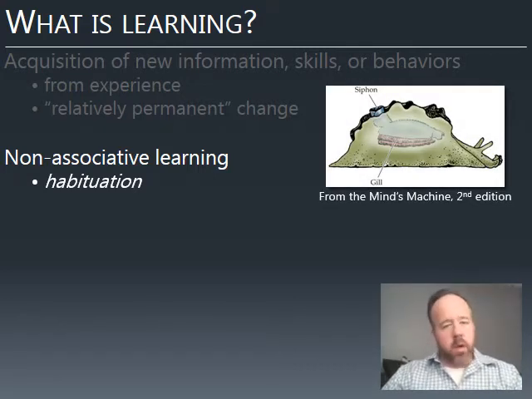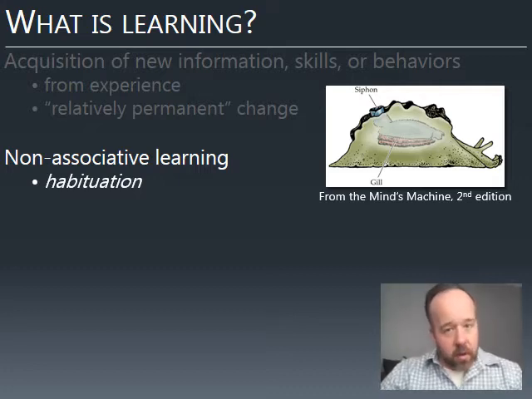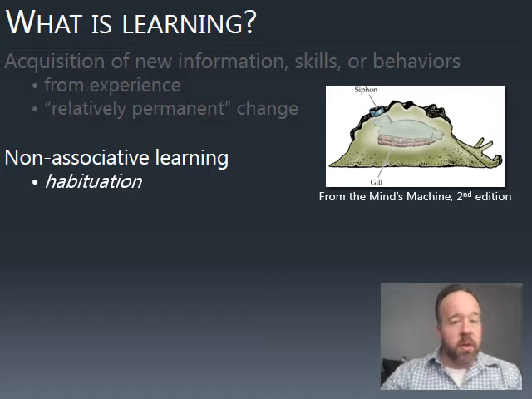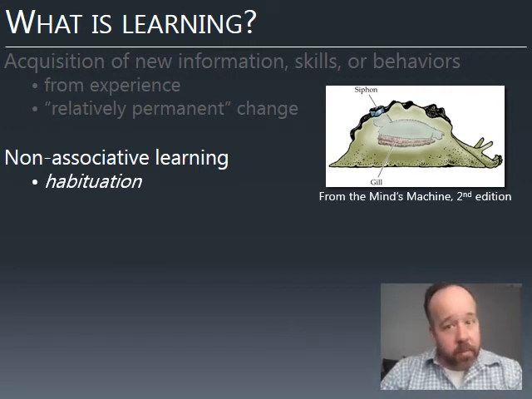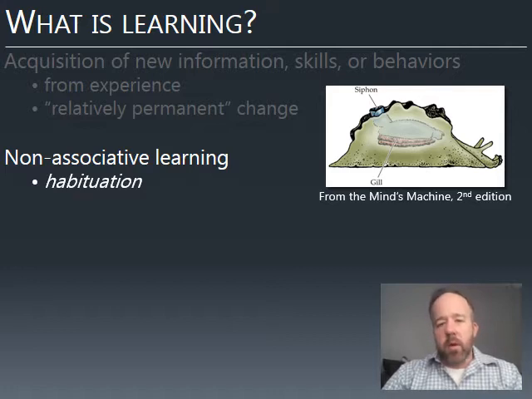And so your book gives the example of being in an environment with noise. And certainly we habituate to noise. If there's a regular noise, even if it's a loud noise, at first it grabs our attention. But after a while, we get used to it. We habituate. So we no longer respond to the exact same stimulus because we've experienced it over and over again. And again, we're just dealing with one kind of stimulus here. That's why it's non-associative.